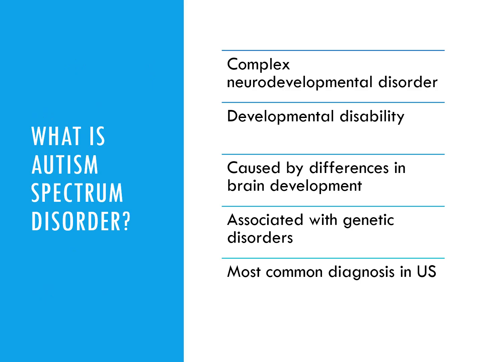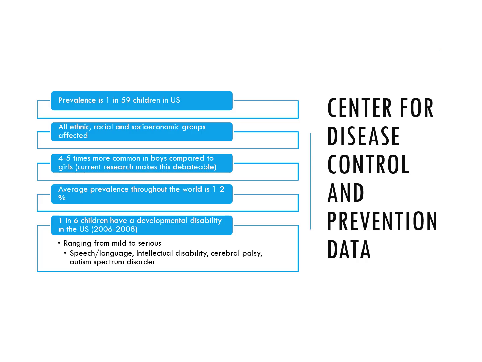Jumping into what is autism spectrum disorder, it's a complex neurodevelopmental disorder that is defined with a developmental disability. It's characterized by difficulties with social interaction, communication, and repetitive behaviors. It's caused by differences in brain development. It is associated with genetic disorders, and it is the most common diagnosis in the United States.